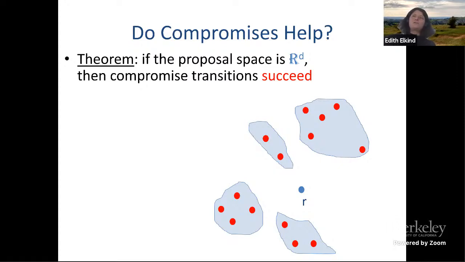Suppose we have a sequence of compromise transitions, and then it stops because there are no more compromise transitions available. I claim that at this point, there is a coalition in my deliberative coalition structure whose supported proposal is one of the most supported proposals. And this holds for any dimension D.